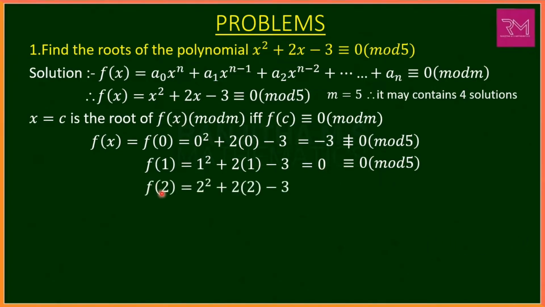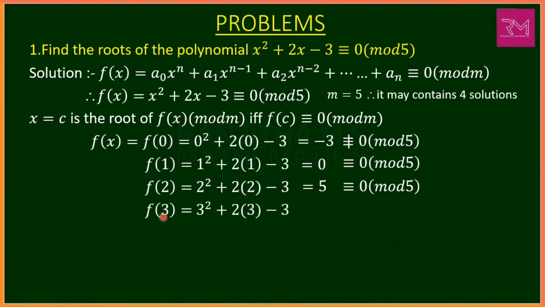Similarly, we substitute x equal to 2. We get 2 square plus 2 into 2 minus 3. 2 square is 4, plus 2 into 2 is 4, 4 plus 4 is 8, 8 minus 3 is 5. So this value becomes 5. Obviously 5 is congruent to 0 mod 5, because 5 divides 5 minus 0, which is 5. Hence at x equal to 2 the congruency is satisfied, so x equal to 2 is also a root of this polynomial congruence.